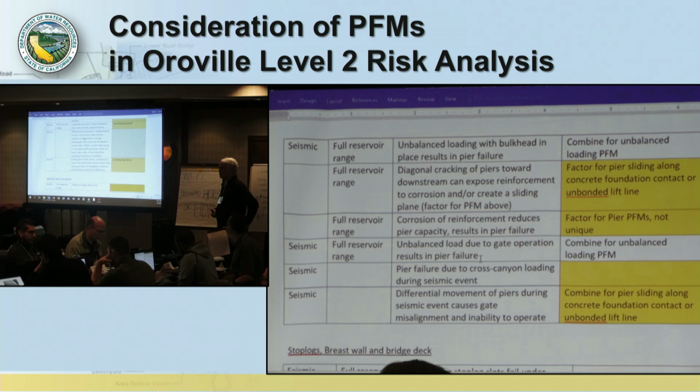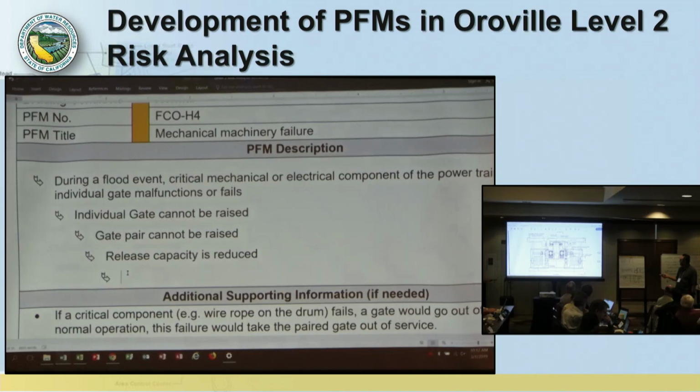Here are just a few snapshots. This is during one of the workshops involving the flood control outlet headworks. And these were looking at seismic issues. These are different potential failure modes being discussed involving different components of the FCO. This is the beginning of developing the steps in a potential failure mode. Remember the sequential initiation, continuation, progression.